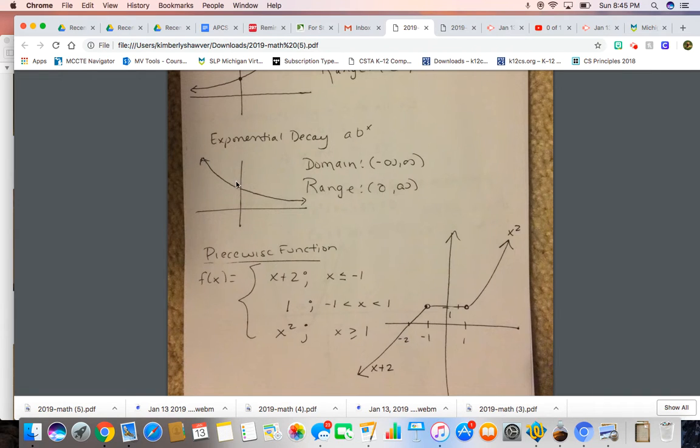Similarly, in an exponential decay, as x gets large, the function's going to decrease. Once again, it doesn't matter what value of x I pick for the function, it's always going to result in a real number. So that's why we say the domain goes from minus infinity to infinity. Now, if a is positive, the range once again is going to go from 0 to infinity, but it will never be 0. If a is negative, though, this will be reversed and the range will go from minus infinity to 0.